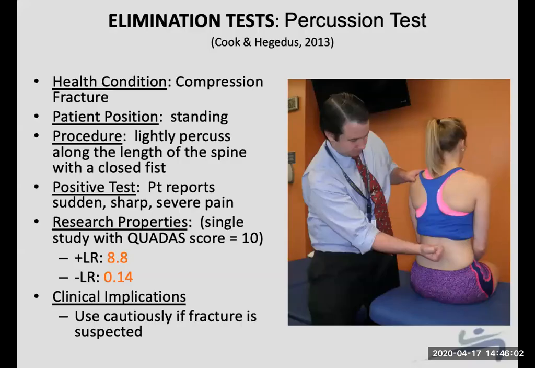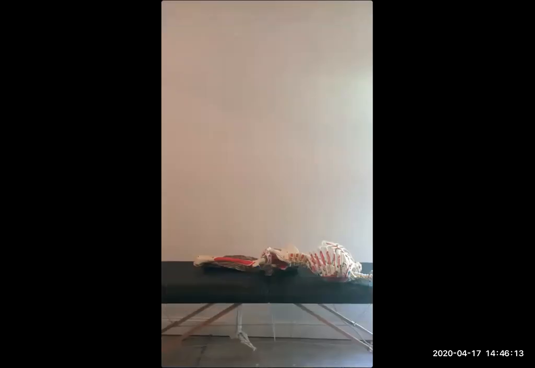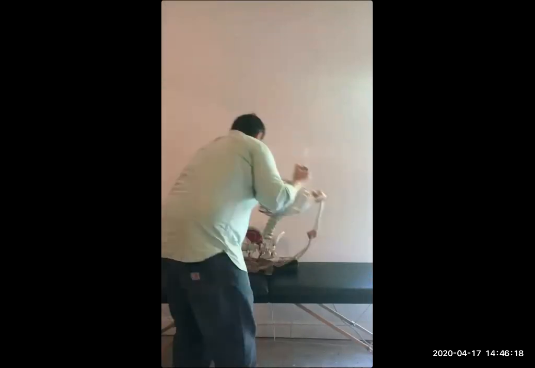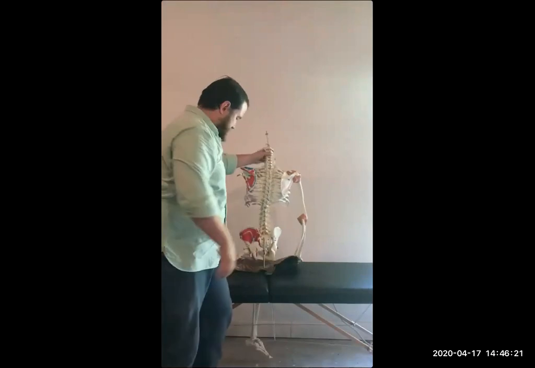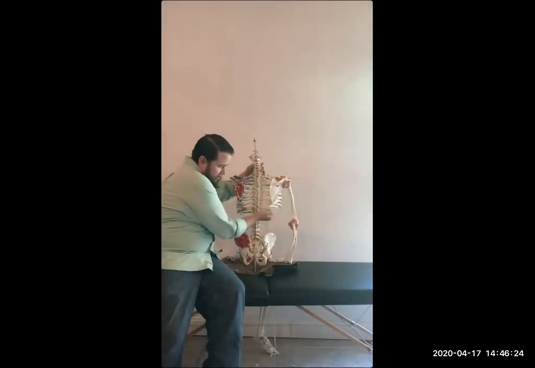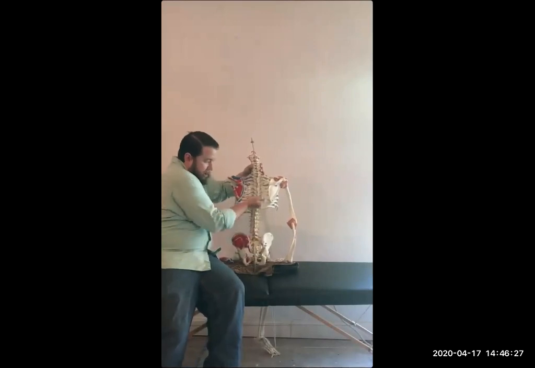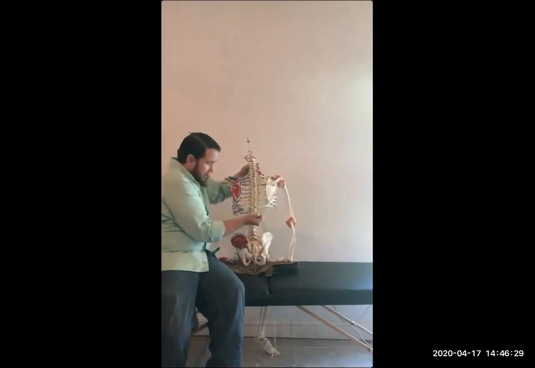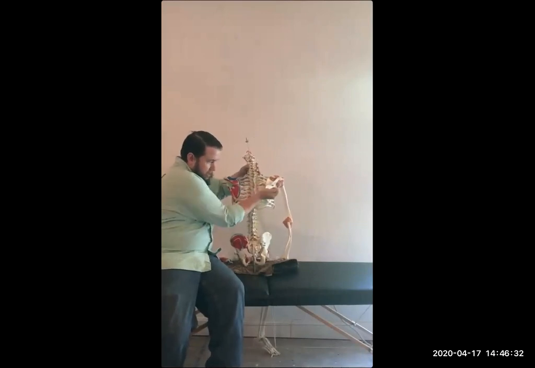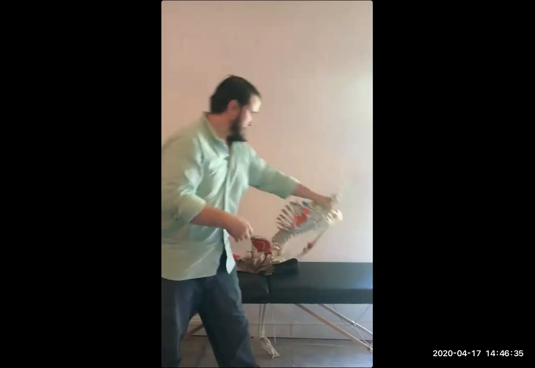That being said, let's have a look at that percussion test on the skeleton, if that's helpful. Okay, our percussion test. We went over this last semester, but we're going to have our patient in sitting, and we're going to percuss along the spine on both sides of the spinous processes here. Get a little flick in the wrist. We're looking for provocation of the patient's back pain with that. All right.